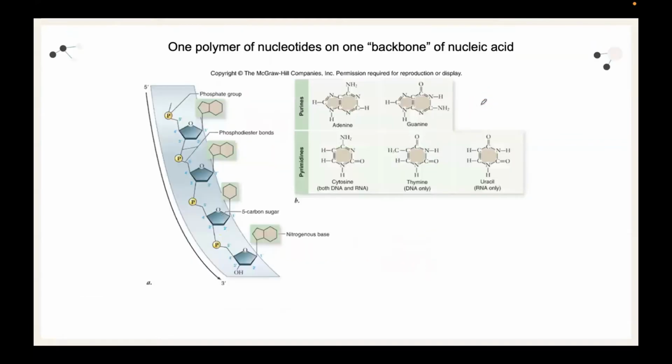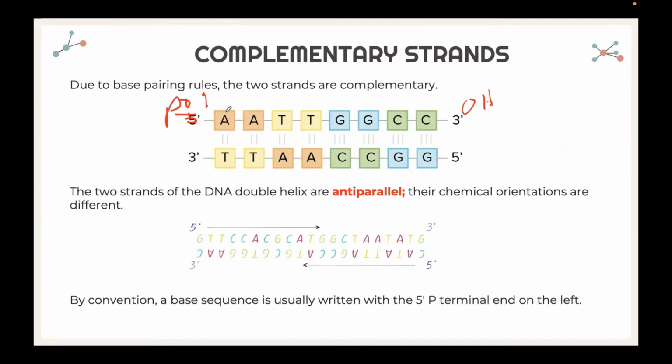Okay, so kung titingnan natin dito, 'di ba, bibilangin natin yung kanilang sa chemical structure nila, yung bilang, doon po tayo nagbe-base sa 5 and then sa 3. Kapag kasi adenine yung nasa taas, dapat si thymine yung nasa baba. And likewise, kung thymine yung nasa taas, adenine yung nasa baba. Kasi ang magka-base pair lang talaga si adenine and then si thymine, tapos si cytosine and then si guanine. Okay po, the two strands of DNA double helix are anti-parallel. Their chemical orientations are different. By convention, a base sequence is usually written with the 5' terminal end on the left. Please do not forget.